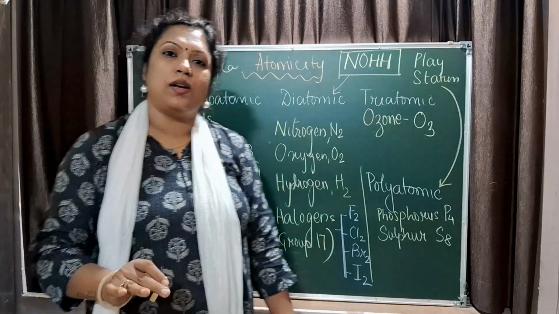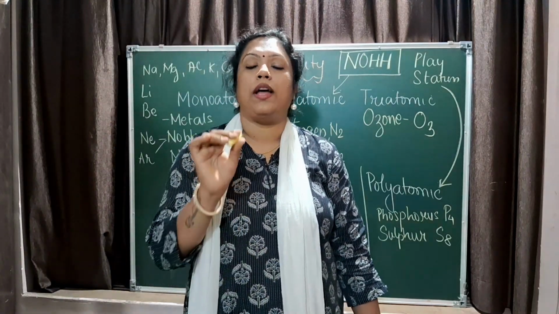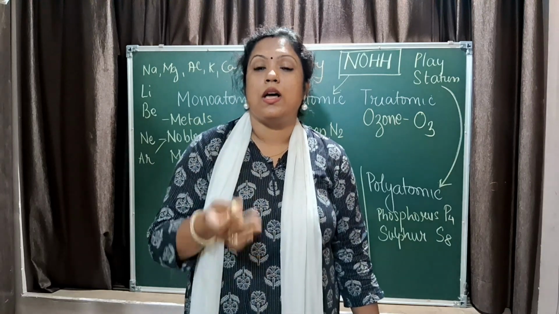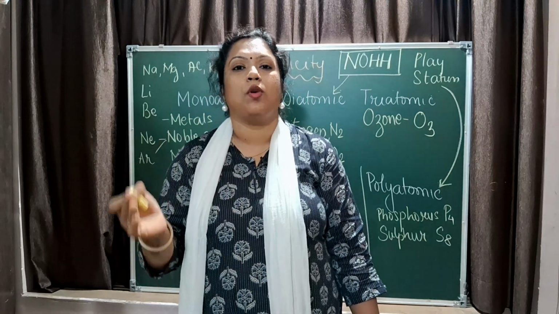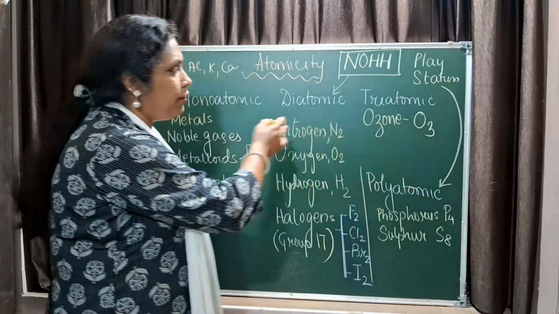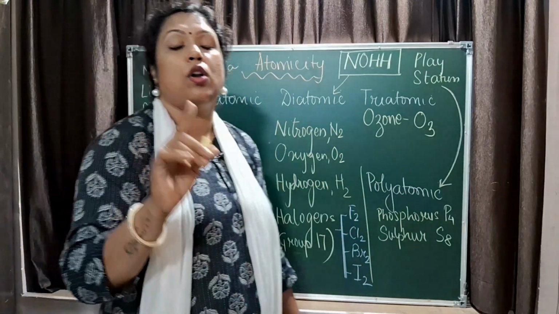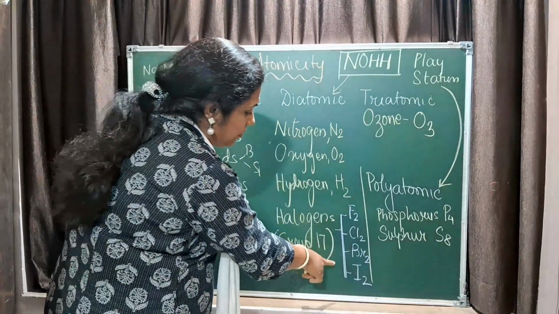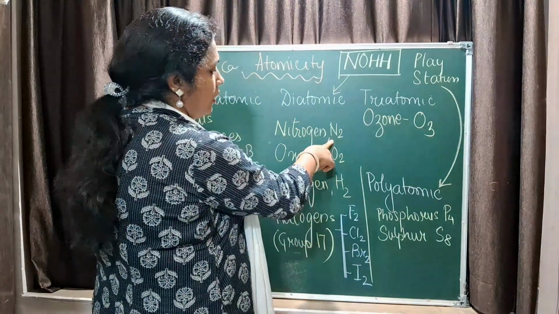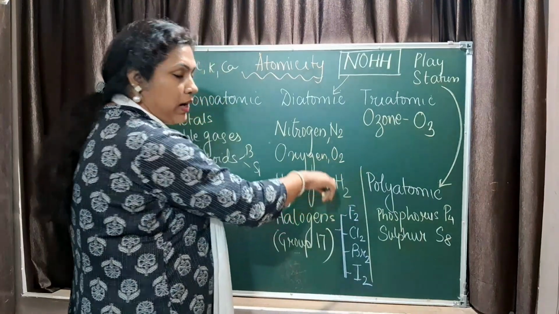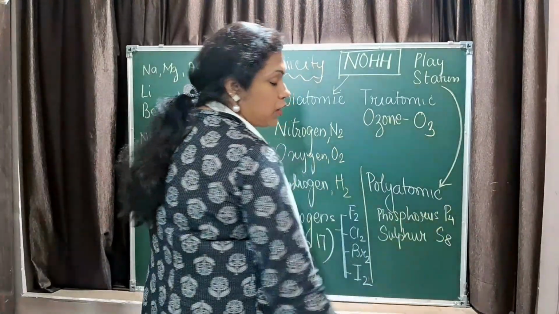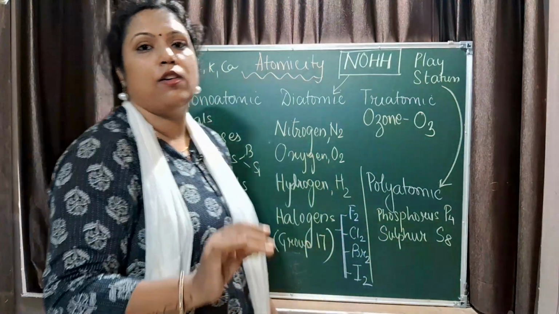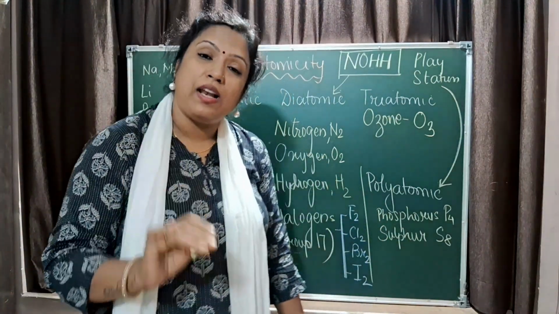Is that so difficult to understand? Whenever we talk about atomicity, we talk about molecules, that is, how many atoms are present in a molecule. What I have talked about is the molecule of an element, because they all contain the same kind of atoms: 2 atoms of nitrogen, 2 atoms of oxygen, 2 atoms of hydrogen, 4 atoms of phosphorus, 8 atoms of sulfur. So they are the molecules of elements.